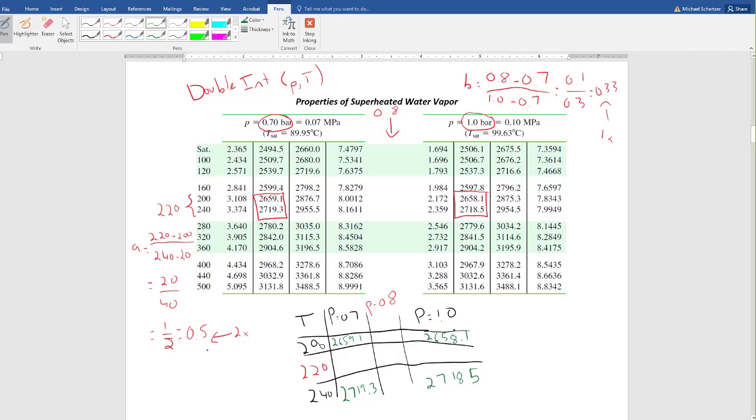So now, because this is 0.5, the path I'm going to take is to interpolate here first and here first, because then I can just take the average of these two numbers. Then I'm going to go 1/3 of the way between those two numbers that I get here. Does that make sense? Does anyone have questions about this?